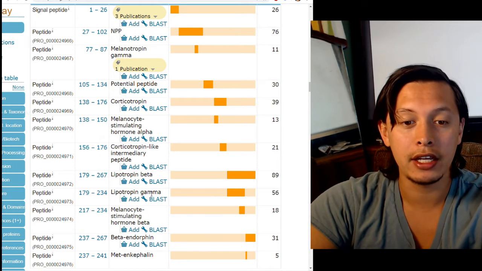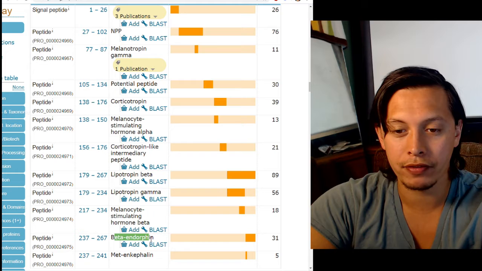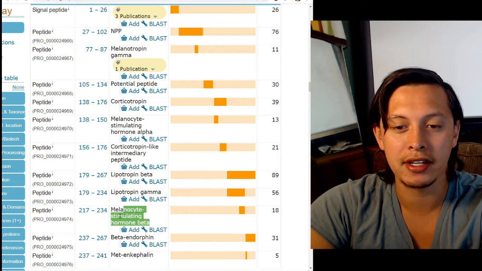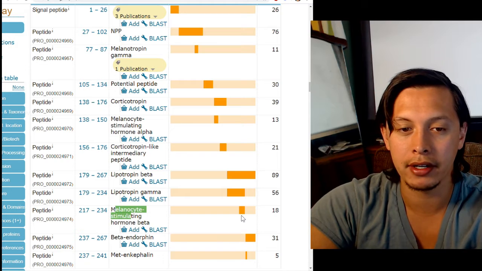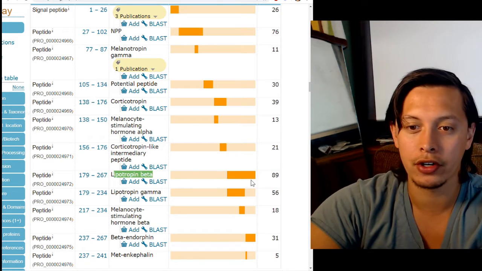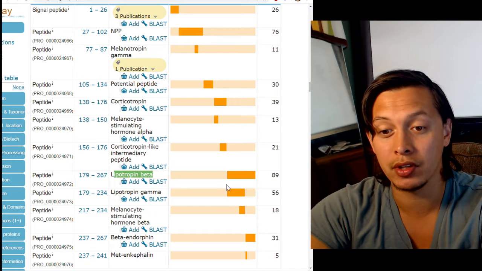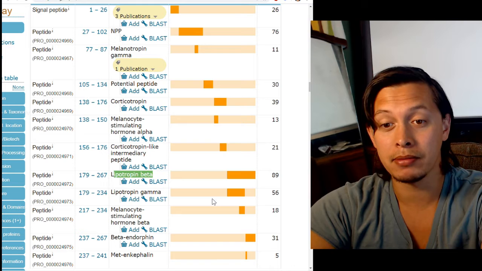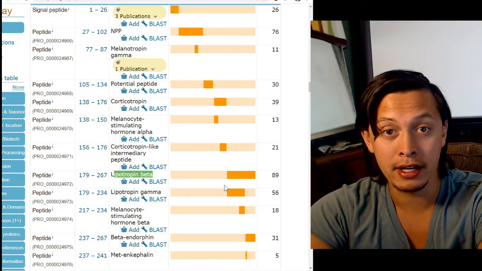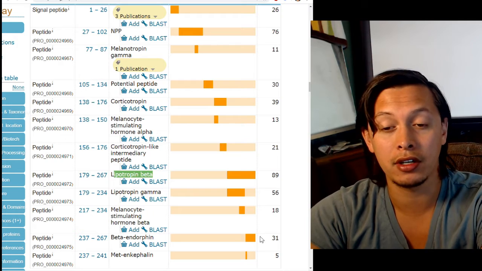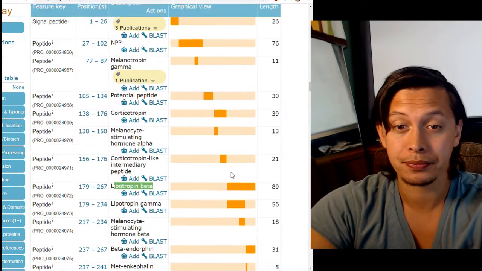So here you have the beta endorphin, which is the latter part. Here you have melanocyte stimulating hormone beta, which is right here. Here you have lipotropin beta, which is a longer one, which encapsulates all these other peptides. I need to also mention that sometimes you can get a full peptide, and then within that full peptide, there are smaller peptides that are completely different hormones.